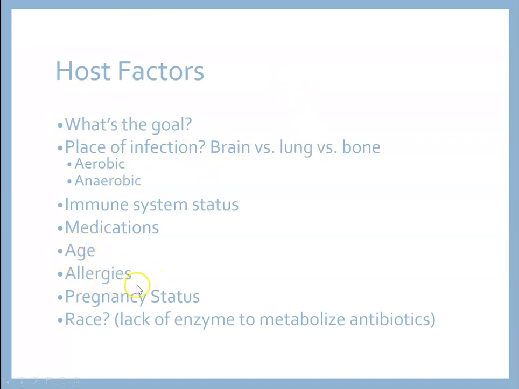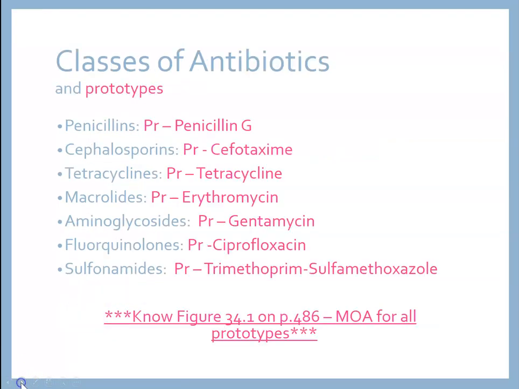We have to look at allergies. You know, penicillin might be the best drug of choice for my infection, but if I'm allergic to penicillin, then all bets are off. It doesn't matter. You can't give this to me because I'll become very, very ill. Pregnancy status. What antibiotics can safely be given during pregnancy? And then race, and this is related to a lack of an enzyme needed to metabolize certain antibiotics. So we know in certain races, certain populations of people do not have the enzymes needed to metabolize these drugs.